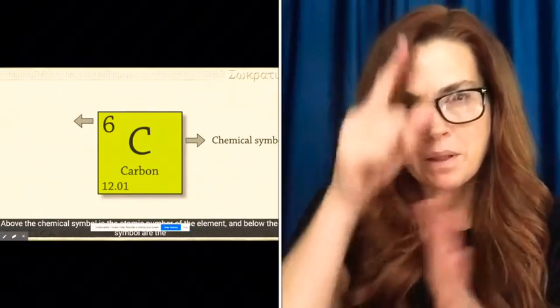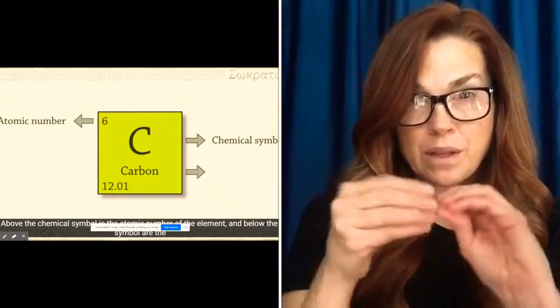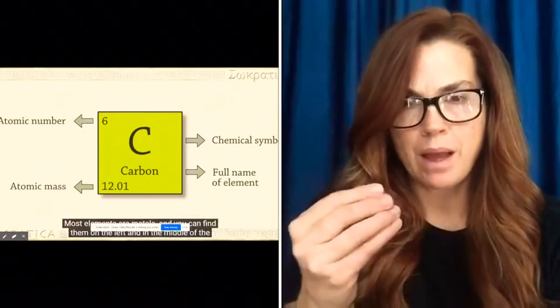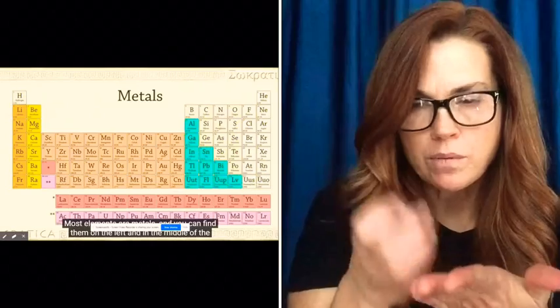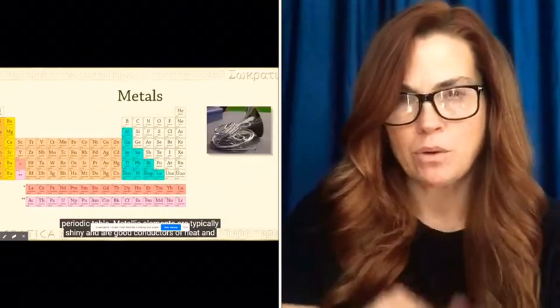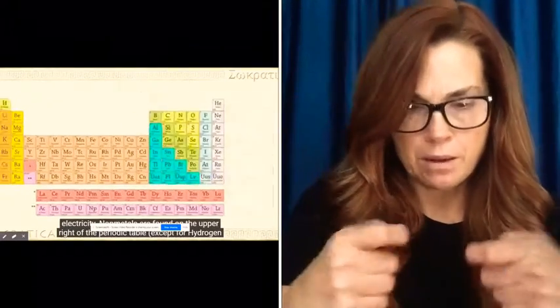Above the chemical symbol is the atomic number of the element, and below the symbol are the full name of the element and its atomic mass. Most elements are metals, and you can find them on the left and in the middle of the periodic table. Metallic elements are typically shiny and are good conductors of heat and electricity.